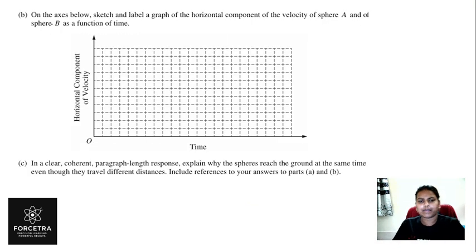The next part of the question: on the axis below, sketch and label a graph of the horizontal component of velocity of sphere A and of sphere B as a function of time. So we have to draw the graph. We have to show the horizontal component of velocity of sphere A and sphere B as a function of time. For sphere A, because it is pure vertical motion, in the x direction there is no velocity. So for A, this is the graph. It is 0.